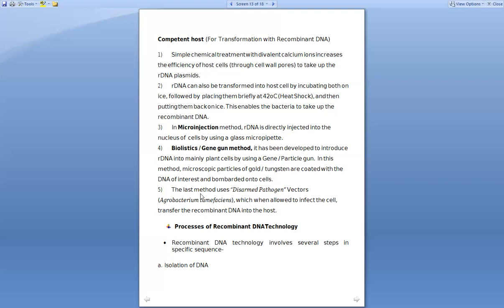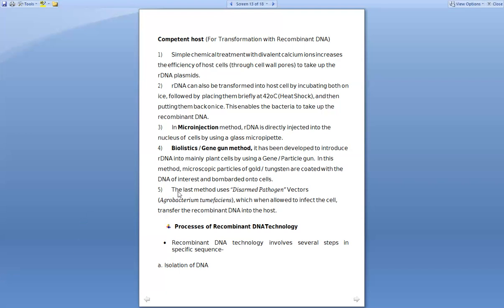The fifth and the last method says that it uses a disarmed pathogen, that is vectors, that is Agrobacterium tumefaciens, which when allowed to infect the cell, transfers the recombinant DNA into the host. So here the last method is about the disarmed pathogen, the vectors, right? And the example given for this bacteria is Agrobacterium tumefaciens. They are allowed to infect the cell, and then the transfer of the recombinant DNA takes place.